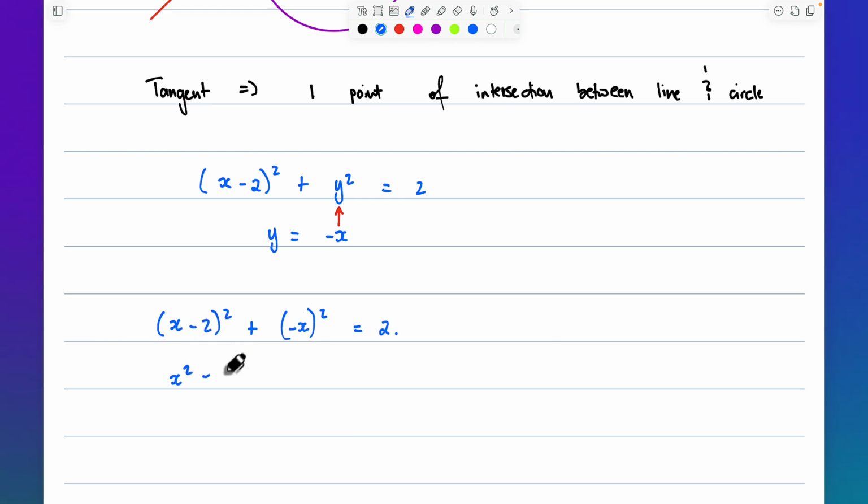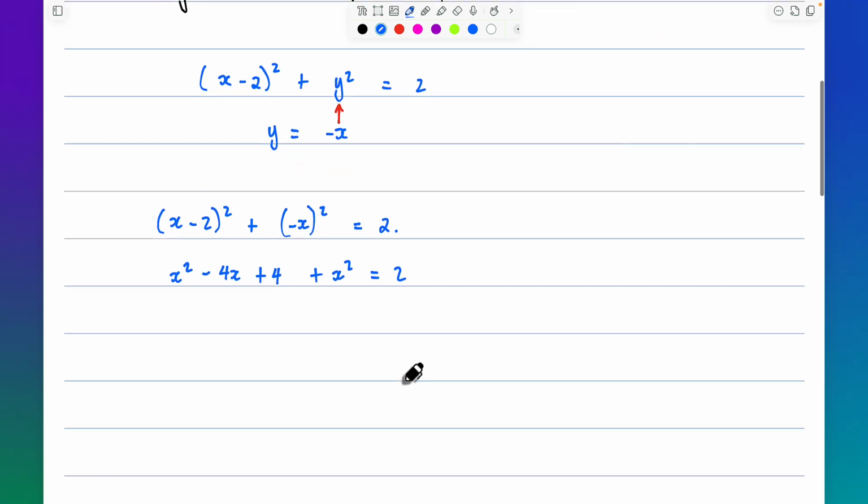Negative 2 times x gives you negative 2x. And then that appears twice, so that becomes negative 4x. Negative 2 squared is positive 4 plus negative x. Remember the negative is also being squared, so that becomes positive x squared. That's equal to 2. And then we're going to simplify our expression. So we're going to take our x squareds, and this, that becomes 2x squared.